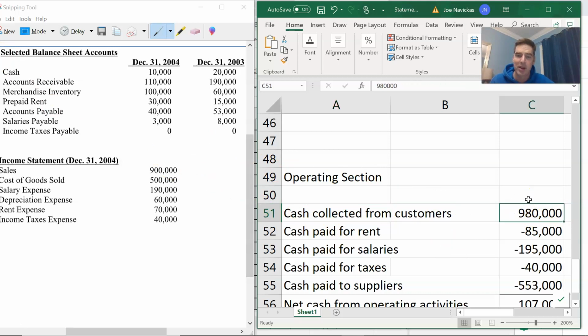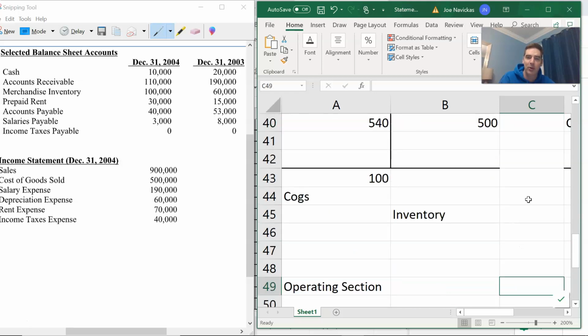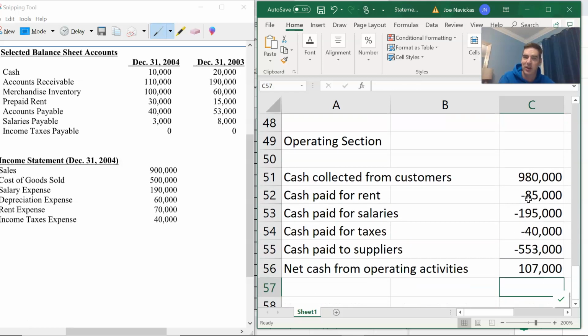And it's funny because there's always like 5 or 6 students on this test. And I said, give me the operating section on statement of cash flows. So they do all this work and they come up with all the numbers, but they don't make the financial statement. It's like, oh my gosh, you forgot to make the financial statement. You got all the numbers right. So when we do that, we have a positive net amount. Net cash flows from operating activities is $107,000.